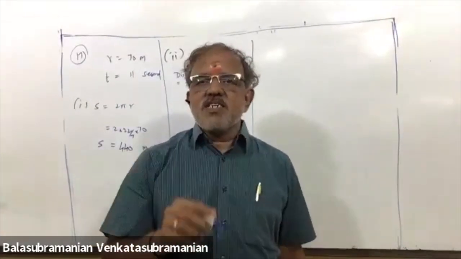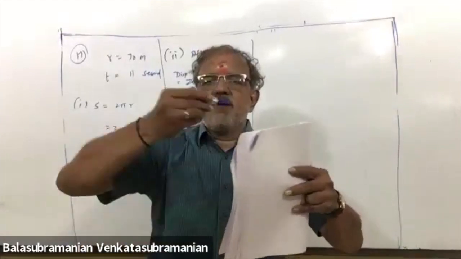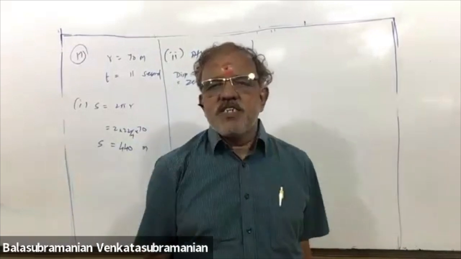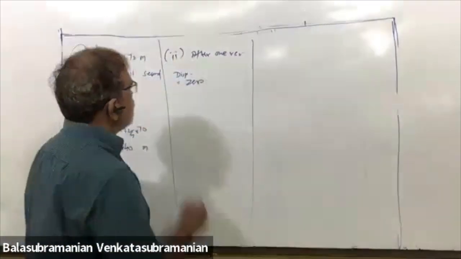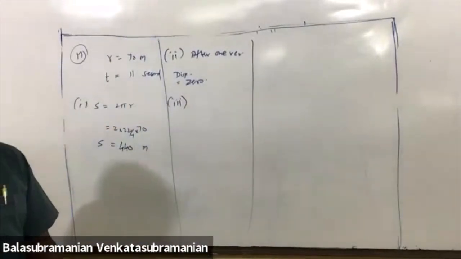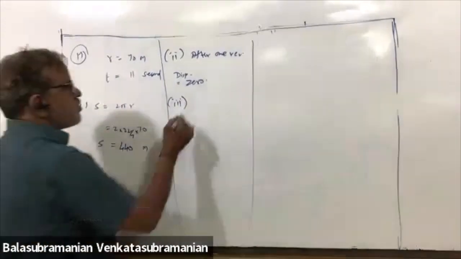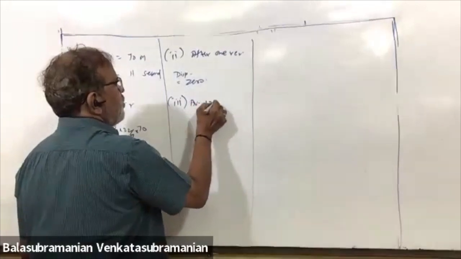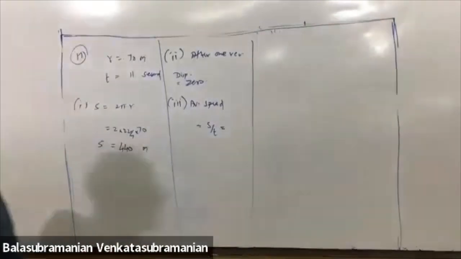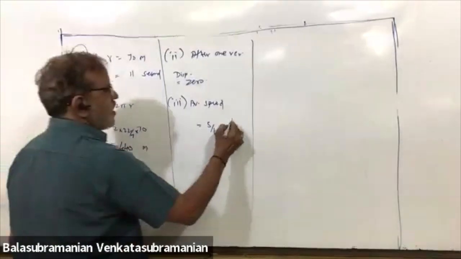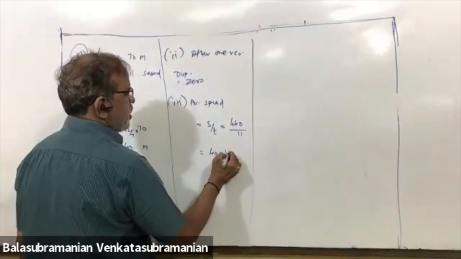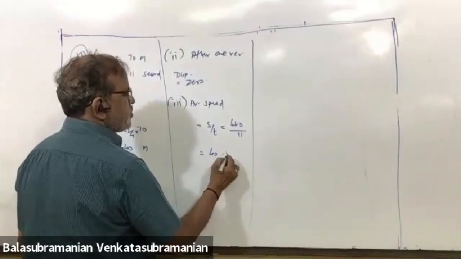Displacement is the shortest distance. So after completing one revolution, the starting point and ending point are the same. Displacement is 0. Third, average speed. Average speed will be distance by time: 440 by 11, which is 40 meter per second.